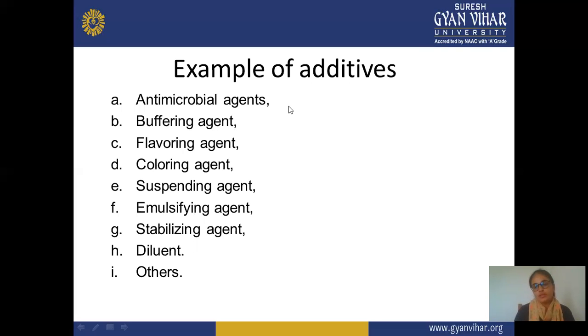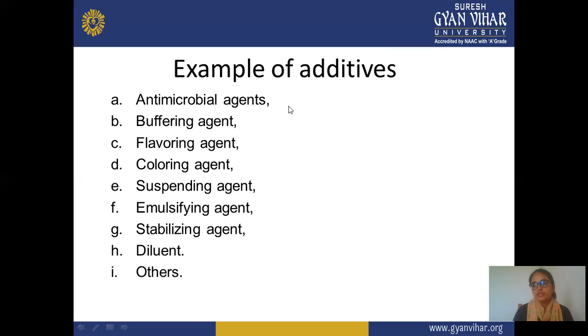First is antimicrobial agents. Antimicrobial agents are excipients that protect your formulation, help reduce or inhibit microbial or bacterial growth, and keep your formulation stable and in good condition. Almost all types of liquid formulations contain these, and they mainly inhibit the effect of bacteria or microbes. Next is buffering agents.